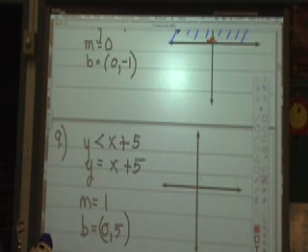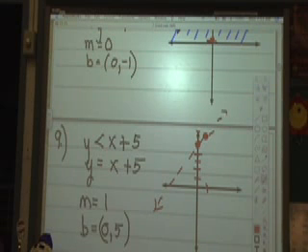Then go up 1 and 1 to the right from that. And then it's going to be a dashed line since it's not greater than or equal to. Shaded above or below? Below.